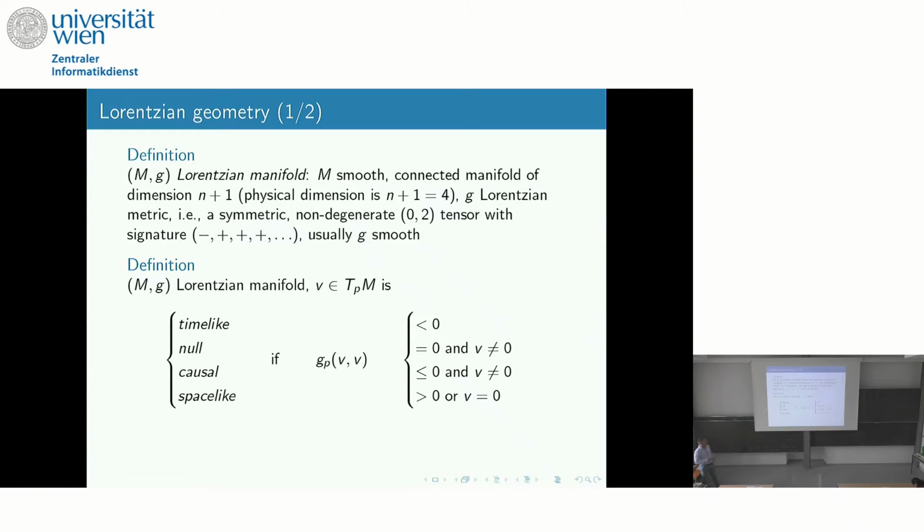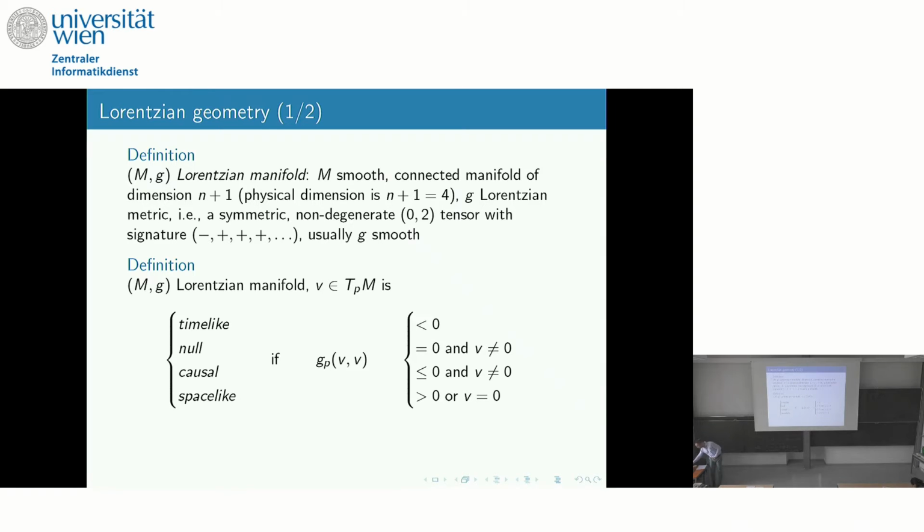So, given a Lorentzian manifold, given this g, we can divide the vectors depending on the value of g on them. If g(v,v) is less than 0, then the vector is called timelike. If g(v,v) is 0, the vector is null. If g(v,v) is less than or equal to 0, it is causal. And if g(v,v) is positive or v is equal to 0, the vector is said to be spacelike.